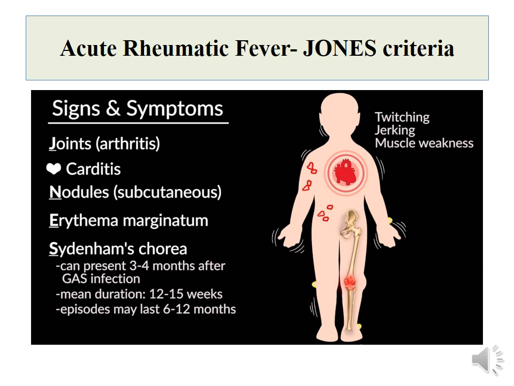The O here represents carditis. N is for nodules, subcutaneous nodules. E is for erythema marginatum, which is the kind of skin rash that is characteristic of this condition. And the S stands for Sydenham's chorea, which is abnormal twitching, jerking muscle movement that can follow this kind of disease.